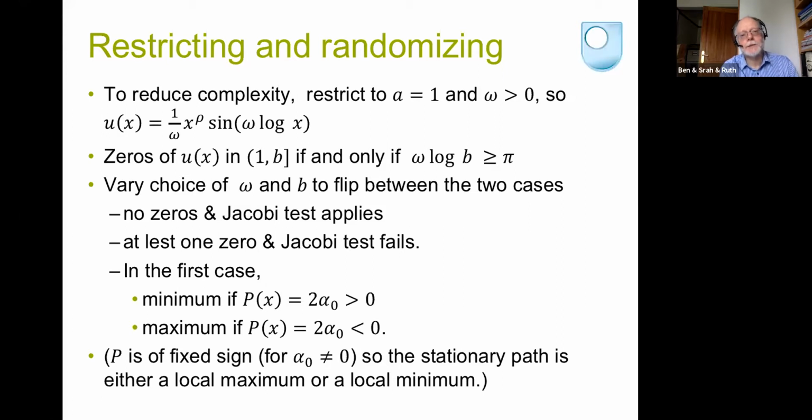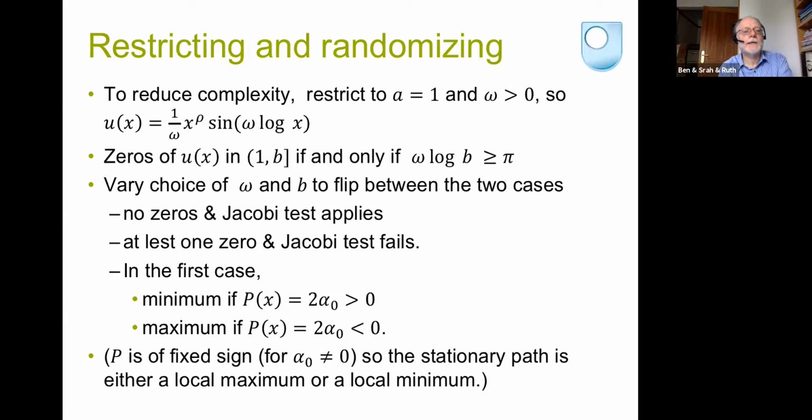We restricted the parameters, and the key thing is that our problem was divided into essentially two cases, which were determined by whether the zeros of u of x in the interval 1 to b, because a has been specialized to 1, satisfied this inequality: omega log b is greater than or equal to pi. It doesn't really matter what that inequality is. It just meant that we could flip between the cases very easily. So we either had no zeros in the given interval, in which case we had no conjugate points and we could apply the Jacobi test, or we had at least one zero and the Jacobi test failed. So we could switch between those cases and see whether the student understood.